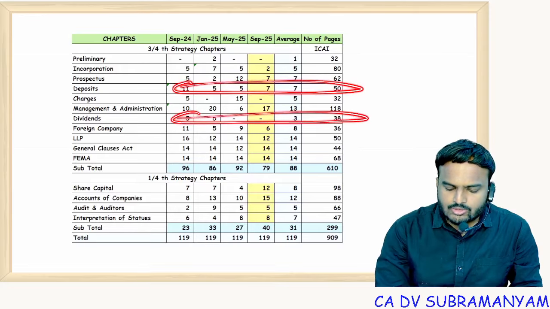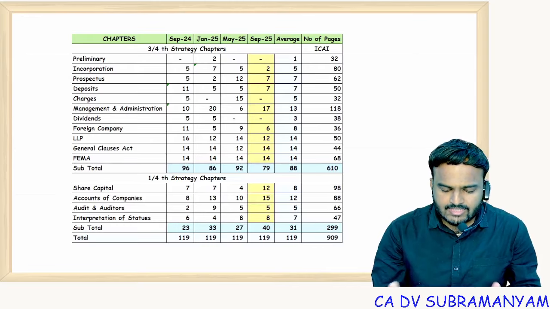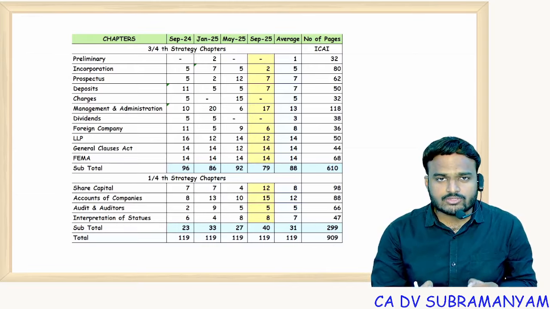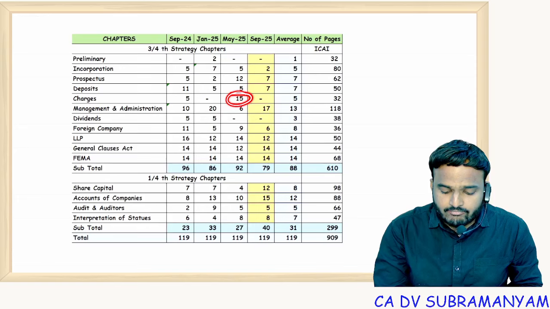Dividends: in the last two attempts, no question came from dividends. So this time, Jan 26, I'm expecting a question from dividends. Next one, charges also. In the May 25 attempt, 15 marks came.